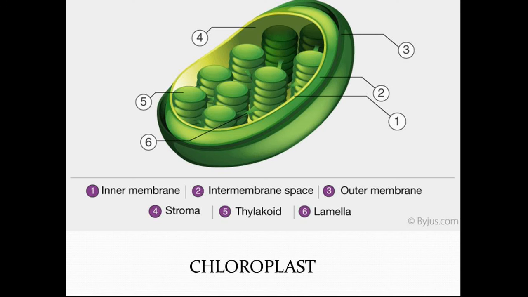Next slide. This is the structure of the chloroplast. You can see here, the first one is the inner membrane which is shown, second is the intermembrane space, third is the outer membrane space. Then fourth, they have shown you stroma where dark reaction takes place. Then fifth is the granum, that is in the walls of the thylakoid, chlorophyll is present where light reaction takes place. Then you can see in the sixth labeling, lamella is shown here.